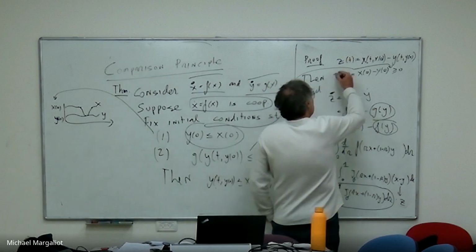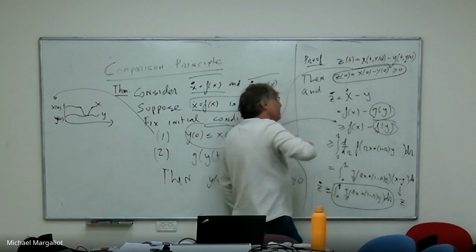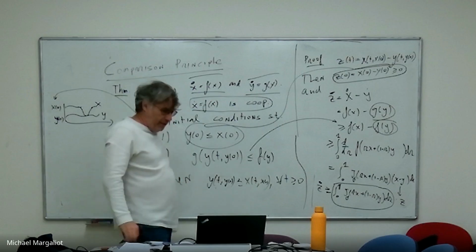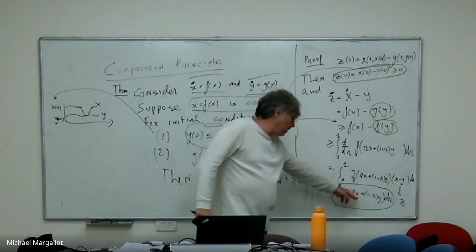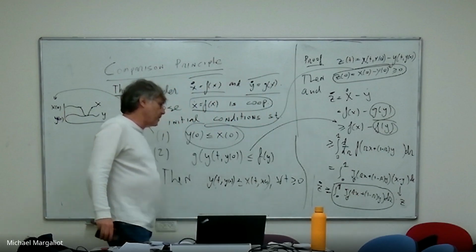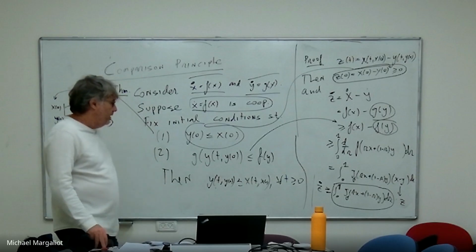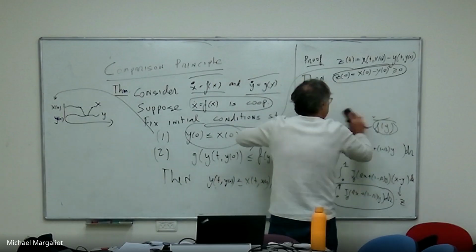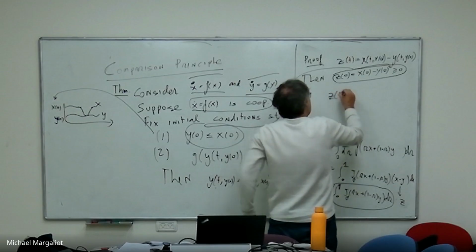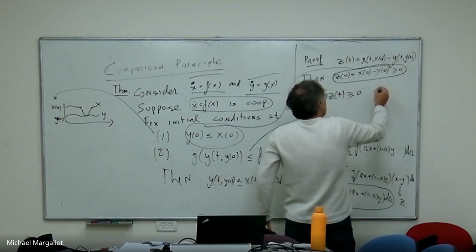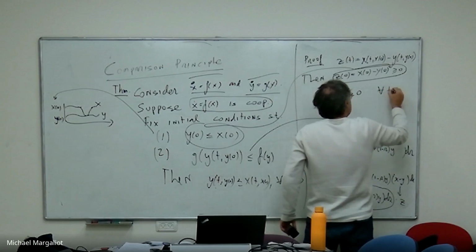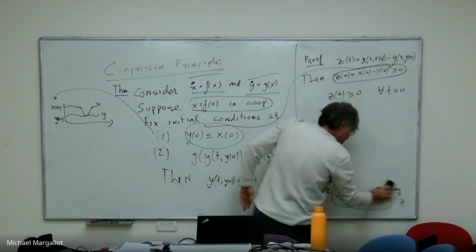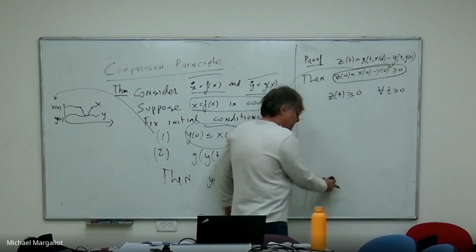So what do we conclude? We have a cooperative system, Z dot, and the initial condition, a linear dynamical system, cooperative, with a non-negative initial condition. So, of course, it follows that Zt is larger or equal to 0 for any t. This is because we start with a non-negative initial condition, and we have a cooperative system.